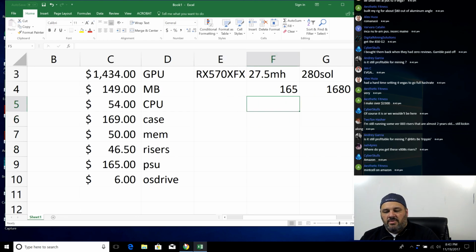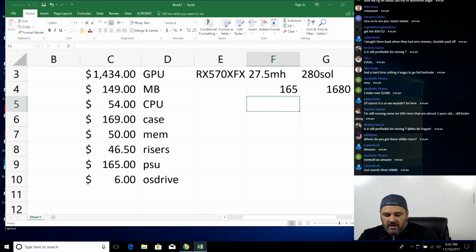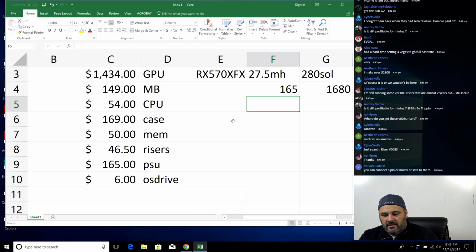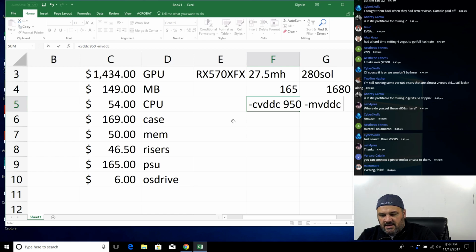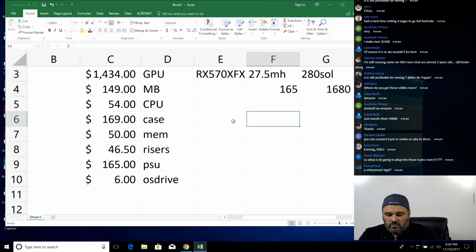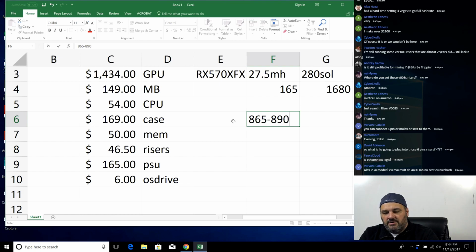With the right timings on that kind of setup, you're going to be running like 950. If you put in the command cvddc, here we go, and you run this at 950, and then you run the mvddc at 925. You run those settings with this, and you'll get roughly 865 to 890 watts of power usage out of that. If you're getting any more than that, then you're running the cards too hard.